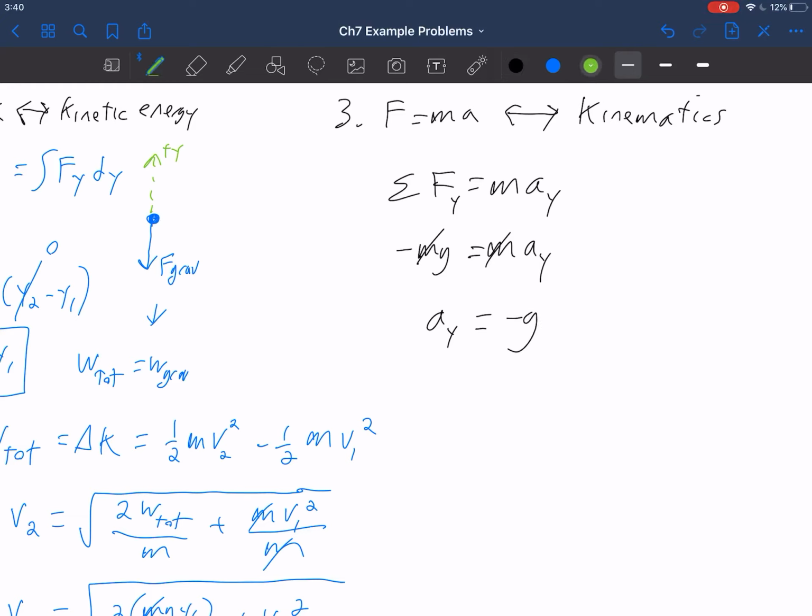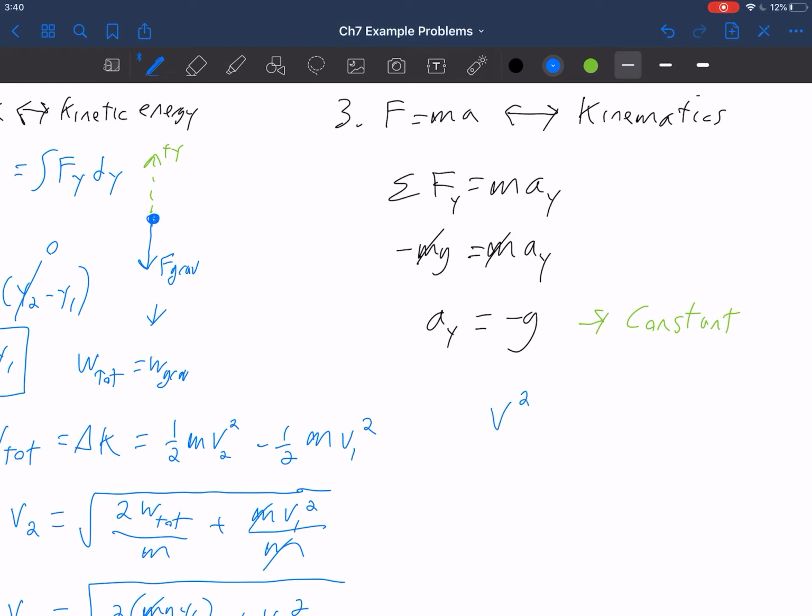I can note that this is constant, which is a good thing because we have equations that apply only when the acceleration is constant. These are our constant acceleration kinematic equations. The one that will be most relevant to us here is this equation.